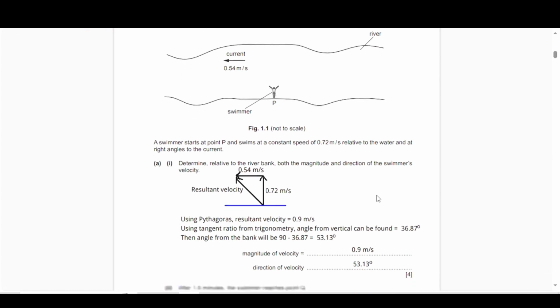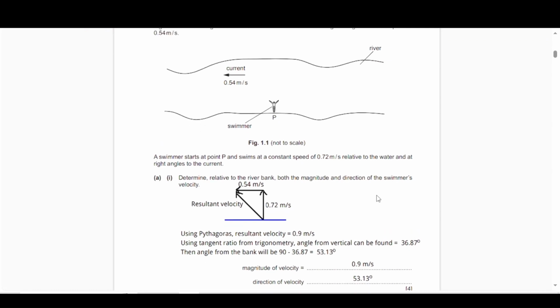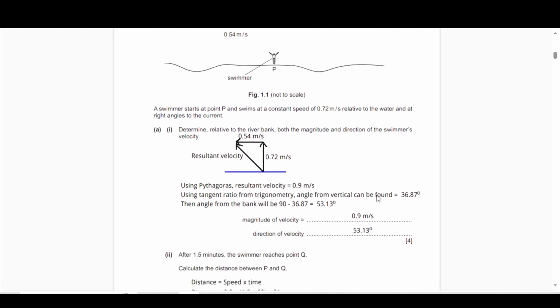So again, because the vectors are at right angles to each other, I would just use Pythagoras' theorem. We're trying to find the magnitude of the resultant velocity. So the square of the resultant velocity is equal to the sum of the squares of these two velocities, which is 0.54 squared plus 0.72 squared. Then when I square them, add them together, and take the square root of the answer, that gives me a resultant velocity of 0.9 meters per second.